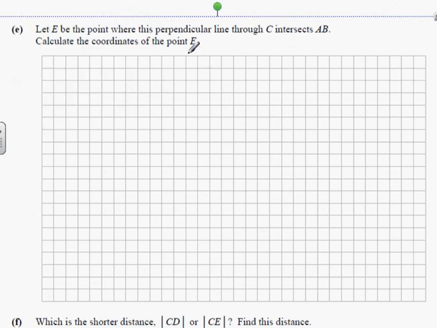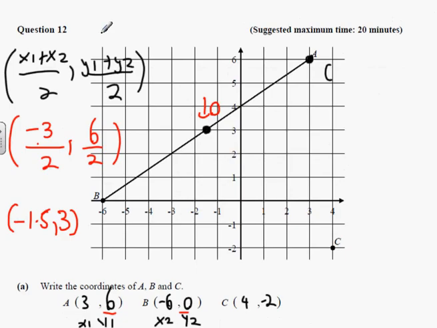So guys, what we have here is let E be the point where this perpendicular line through C intersects AB. If we go back to our very beginning, AB was here, and then we had a perpendicular slope coming from C. You can almost see that it's going to turn out to be hopefully 0, 4. You could try drawing it out. If you're really stuck for marks, you can measure it out and try drawing it out and figuring out the answer that way. You won't get full marks, but you'll get an attempt maybe.